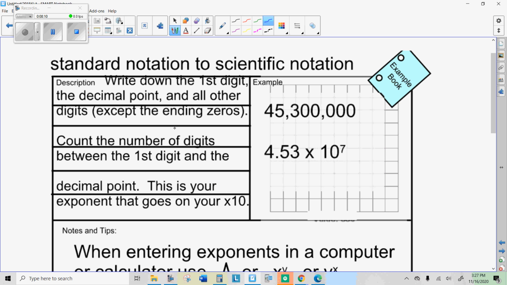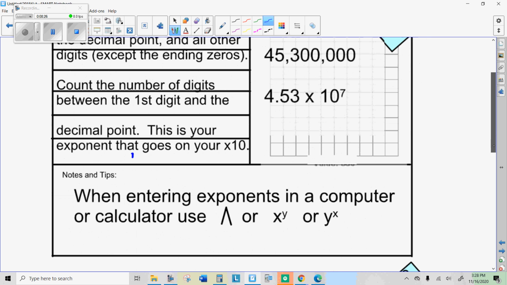All right? Okay, so here's just some quick notes, examples. Write down the first digit, the decimal point, and all other digits except the ending zeros. Count the number of digits between the first digit and the decimal point. This is your exponent that goes on your 10. Okay, so that's kind of summarizing.